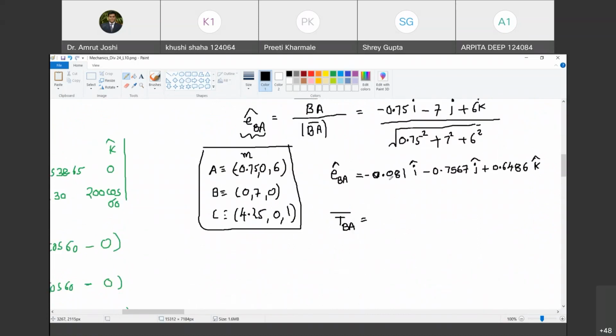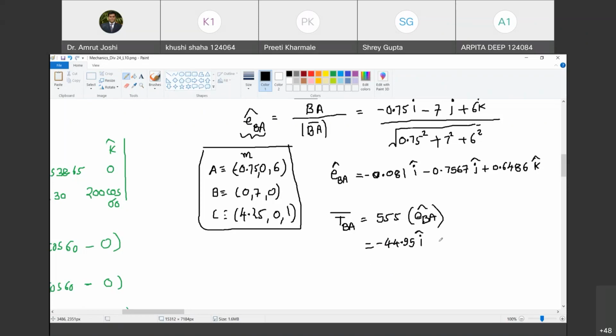So I have to multiply each of these terms by 555. So 555 into EBA cap. This is going to be the vector of tension in member BA. Do you agree with me? Yes, sir. So let us multiply each of these terms by 555. So what do I get? 555 multiplied by 0.081, that turns out to be 44.95 I cap with negative sign.